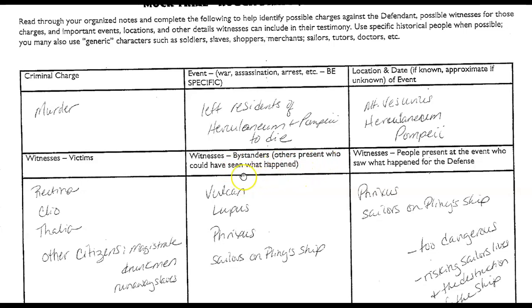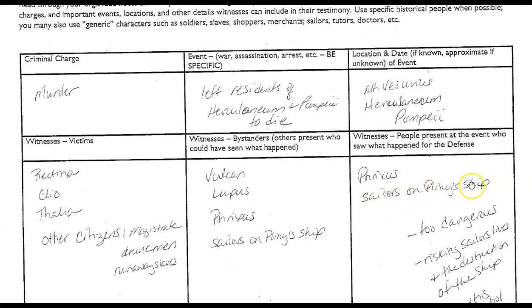Witnesses or bystanders who were present and saw what happened. Eyewitnesses. Okay, well, in our book, Vulcan was there, Lupus was there, Phrixus, Pliny's scribe, was there, and the sailors on the ship. They were all there to see Pliny turn away and leave the residents stranded and not rescue them. So all of those could be witnesses on the stand, right? And then people who were present who saw what happened for the defense. Well, kind of the same thing. You could have Phrixus as a witness for the defense, for sure. He's probably going to say that Pliny had no choice, right? The sailors on his ship.